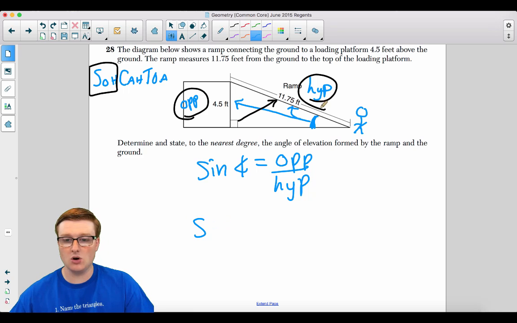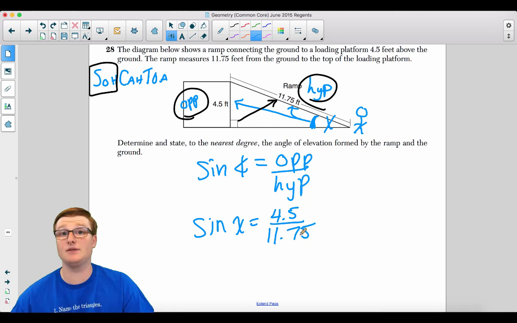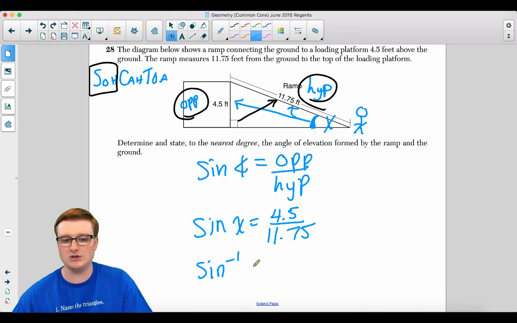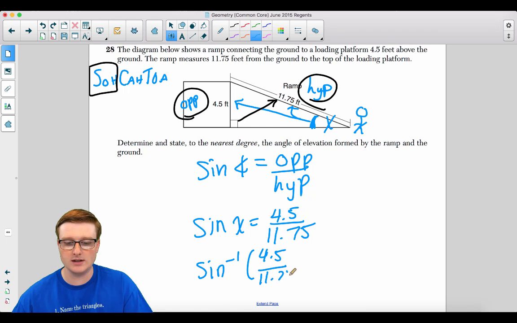Now, I'm going to call this x. So we take the sine of x is equal to the opposite side, which is 4.5, over 11.75. Now, in order to solve for an angle, we need to take the inverse sine. That's that sine to the negative 1 that you see. The inverse sine of 4.5 over 11.75.